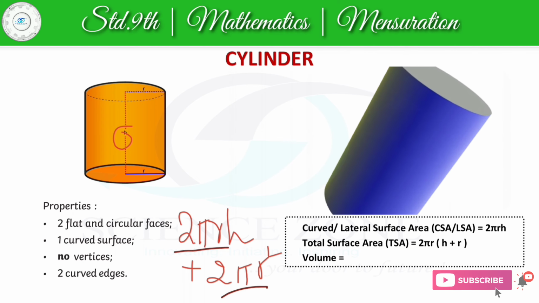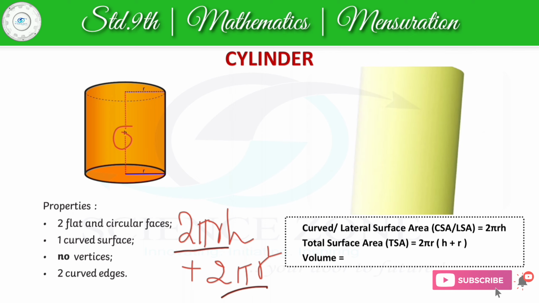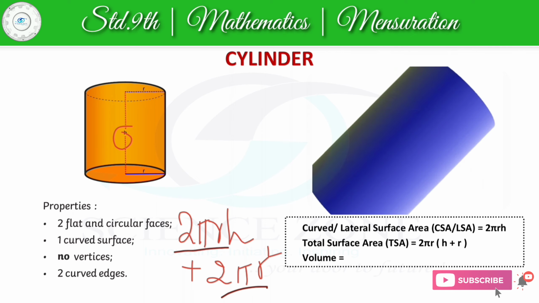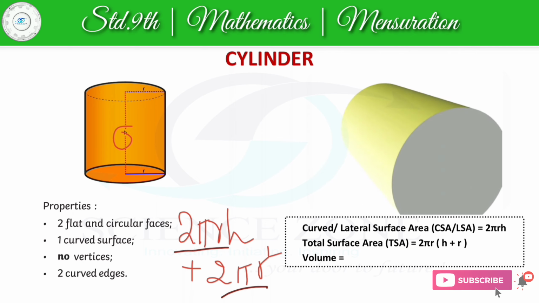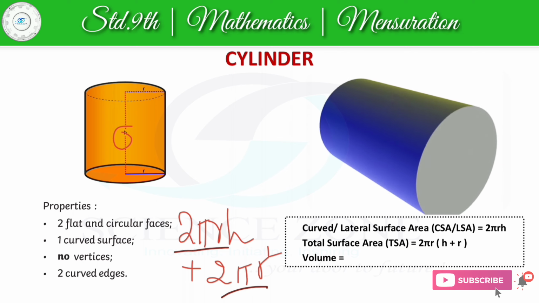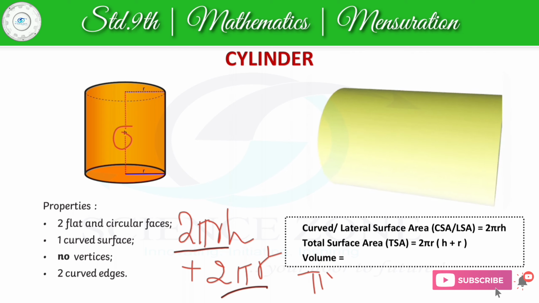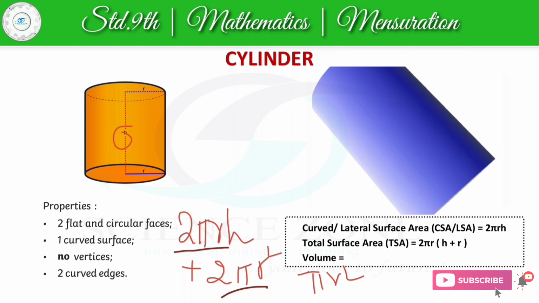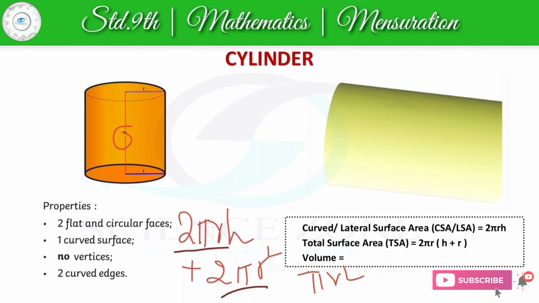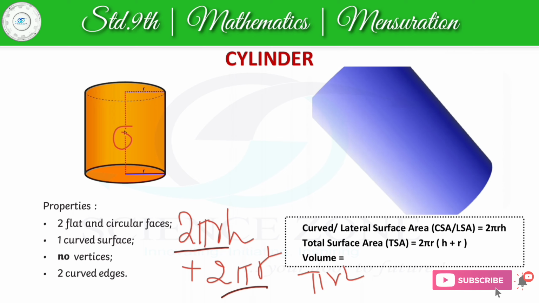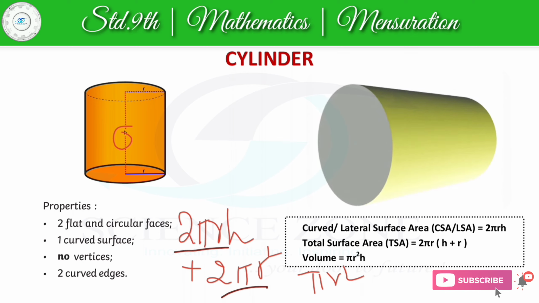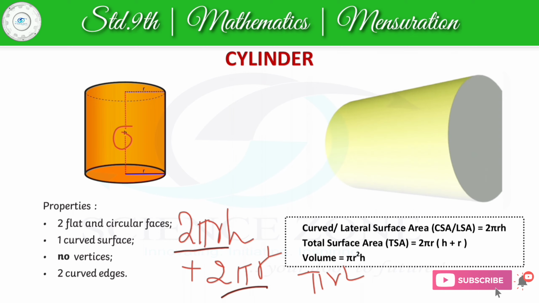Now to find the formula for volume of cylinder, we have to multiply area of base with the height of cylinder. Area of base is a circle again. The area of base will be pi r square. If we multiply it with height, we will get the formula for volume of cylinder. The formula will be pi r square h.